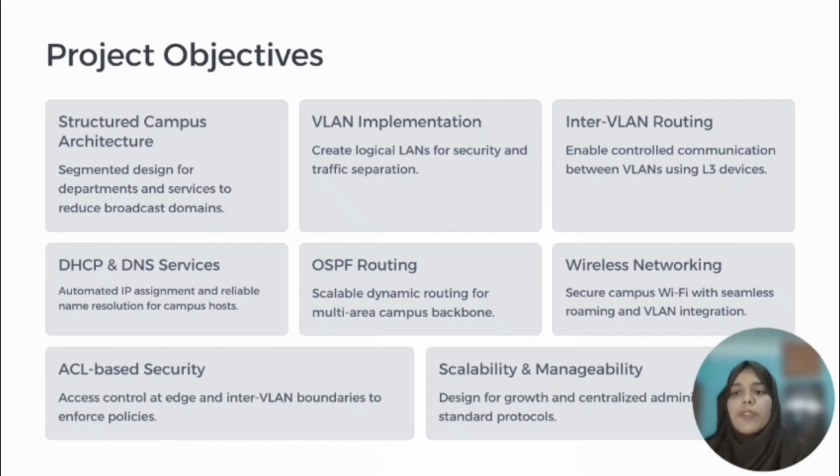The main objective of this project was to design a smart campus network that can support multiple departments while maintaining security and efficiency. To achieve this, we implemented VLANs for network segmentation, inter-VLAN routing for communication between departments, DHCP for automatic IP assignment, DNS for hostname resolution, OSPF for dynamic routing, wireless networking for mobility, and ACLs for network security. Our goal was to build a network that is easy to manage, secure, and scalable for future expansion.